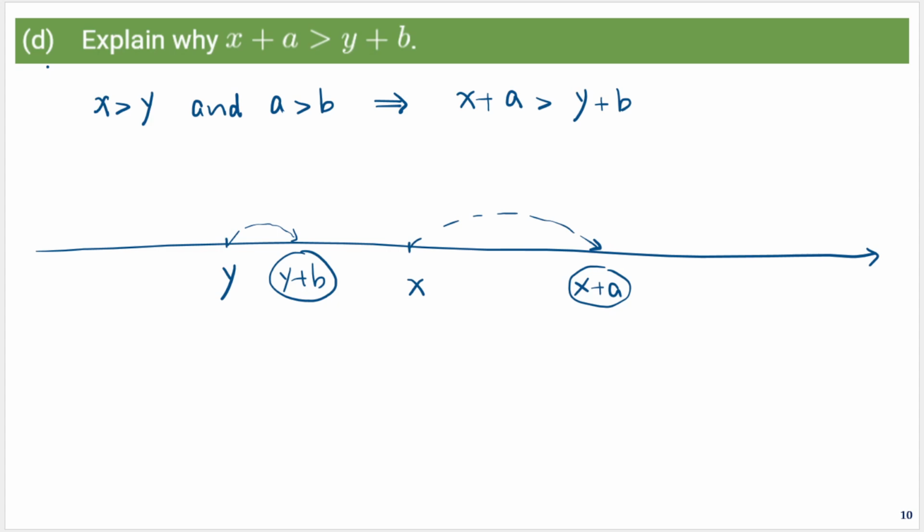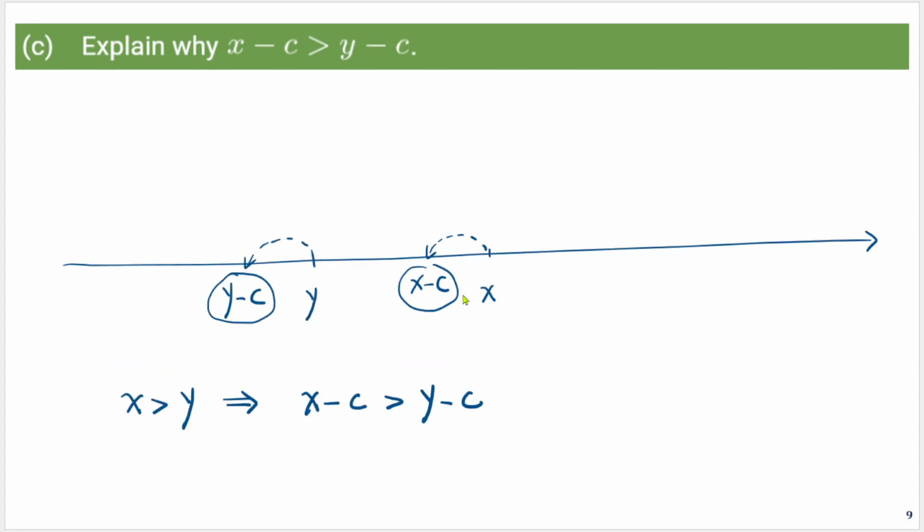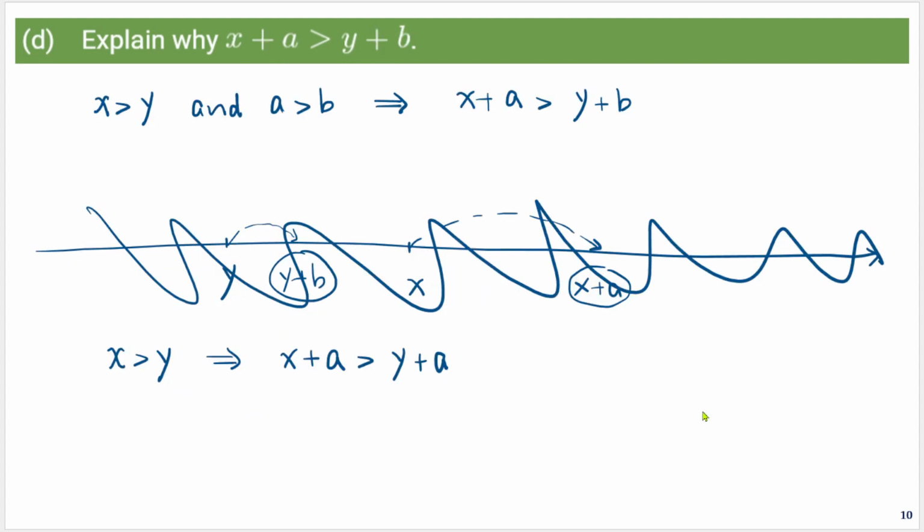We could also reason through this without using the number line. Suppose you don't use the number line, you will still get the same result. We know that x is greater than y, right? Therefore, we will have x plus a is greater than y plus a. This is what we have already learned in the previous part, right?